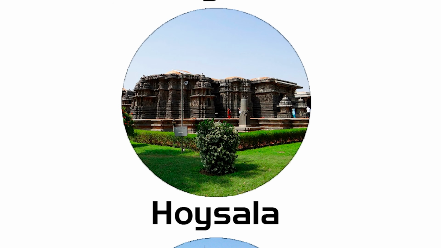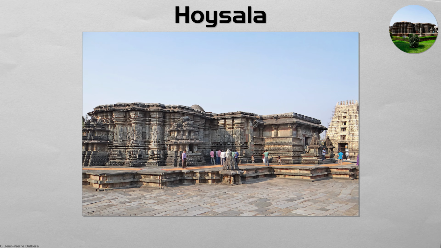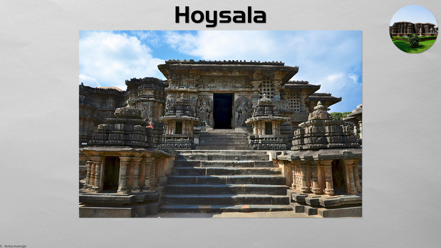Hoysala. An evolution of the Vesara style, the temples of the Hoysala dynasty in Karnataka are some of the most ornate and intricately detailed in all of India. This style is famous for its star-shaped temple plans, which create a zigzag pattern on the exterior walls, providing a massive surface area for decoration. Every inch of the temple, from the base to the tower, is covered in breathtakingly detailed, lace-like carvings of gods, goddesses, and epic narratives, all carved from a soft, local soapstone.